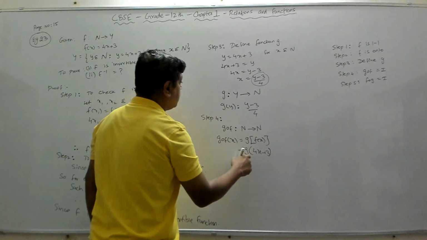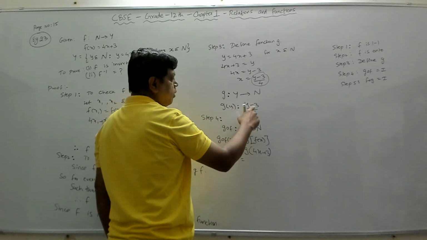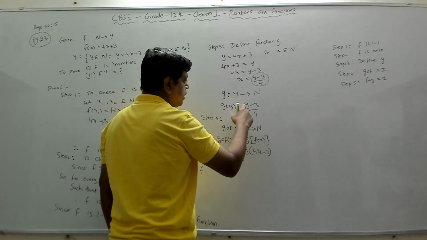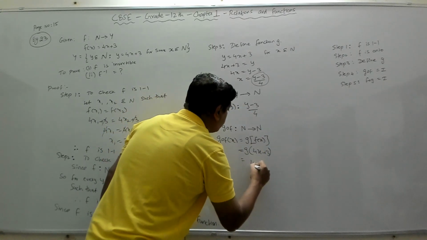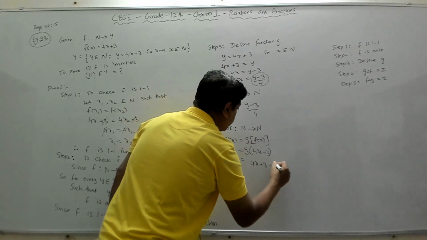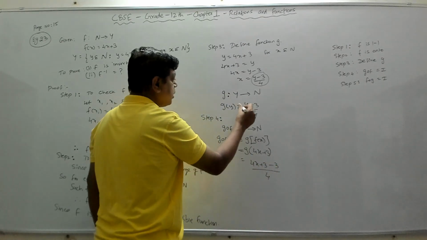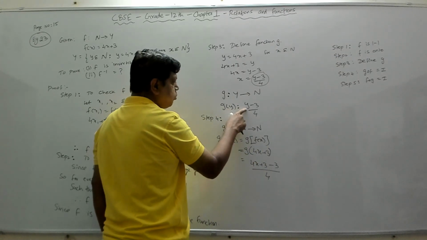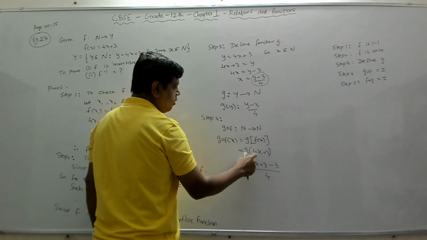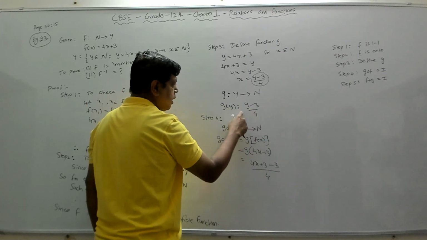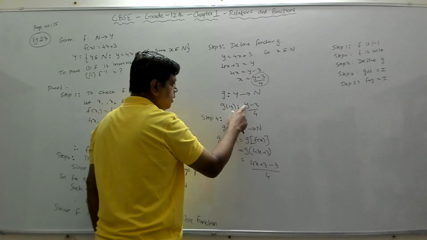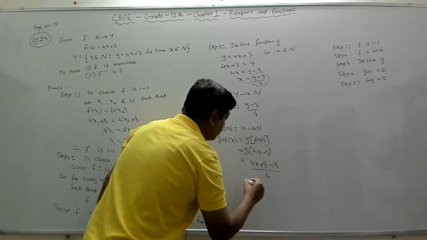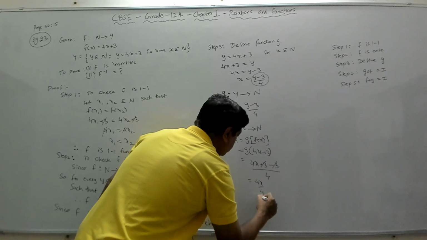Now this is g of x. And what is g of y? g of y is (y minus 3) by 4. So in the place of y, I have to put 4x plus 3 here. So it becomes (4x plus 3 minus 3) by 4. Wherever y is coming, I have to put 4x plus 3. Then plus 3 minus 3 will get cancelled. You will get 4x by 4, which is equal to x.